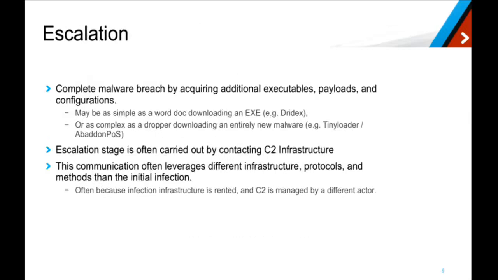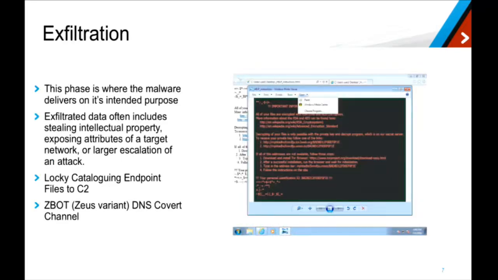Just a word or two, basically the command and control channel is going to be used for a lot of different things: for pushing the actual configuration, for escalating the breach, as I mentioned, and this is where it's going to be reaching out to command and control infrastructure. Another aspect of command and control is actually exfiltration. So getting the information, the intellectual property that's on an endpoint, on an asset, out into the attacker's hands.